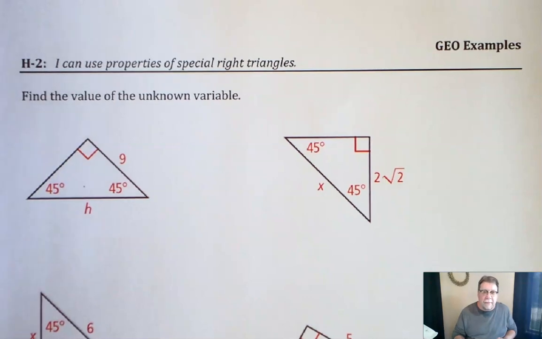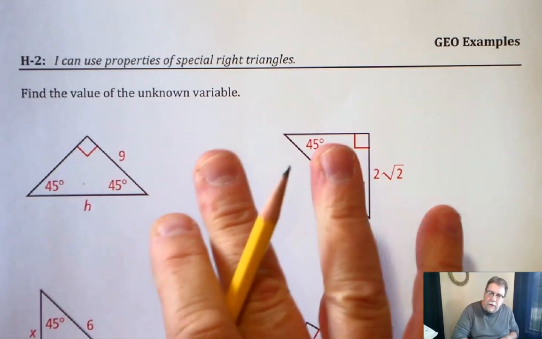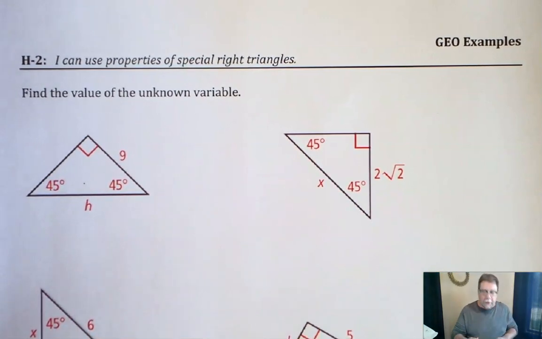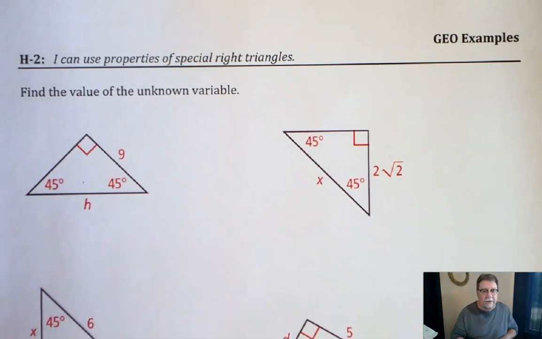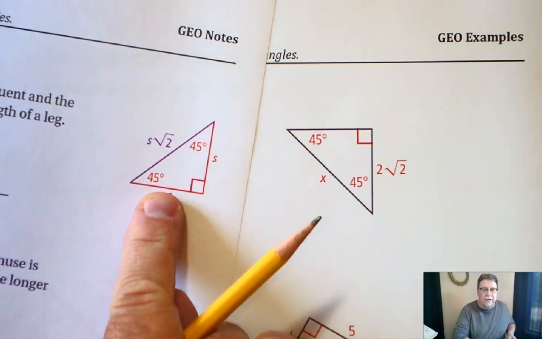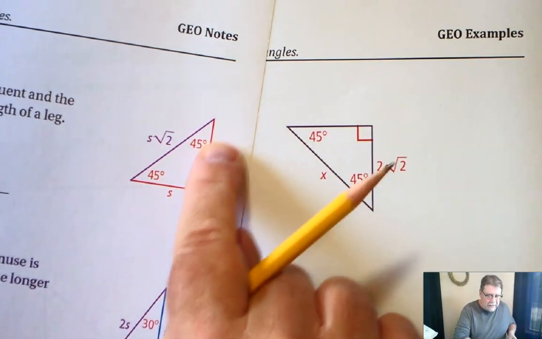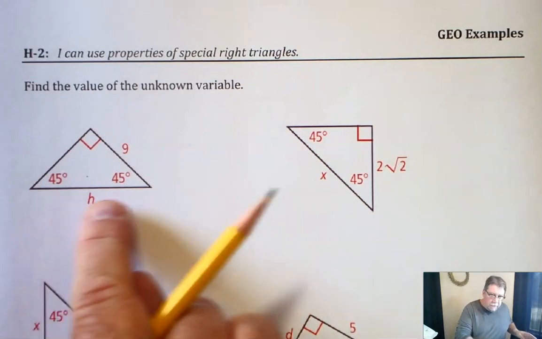Okay, here's a couple of examples for our special right triangles. The first thing you always want to do is identify which type of triangle you're dealing with. So this problem, I'm dealing with a 45, 45, 90 triangle. And so if you go back to your notes, you'll see that this is the situation. We have S, S, and then S times radical 2. So the hypotenuse is what I'm looking for here.